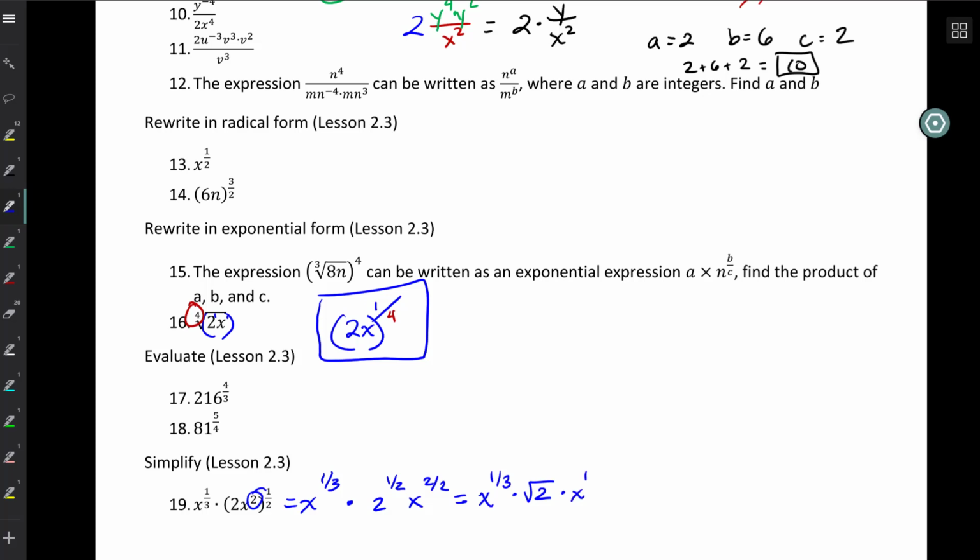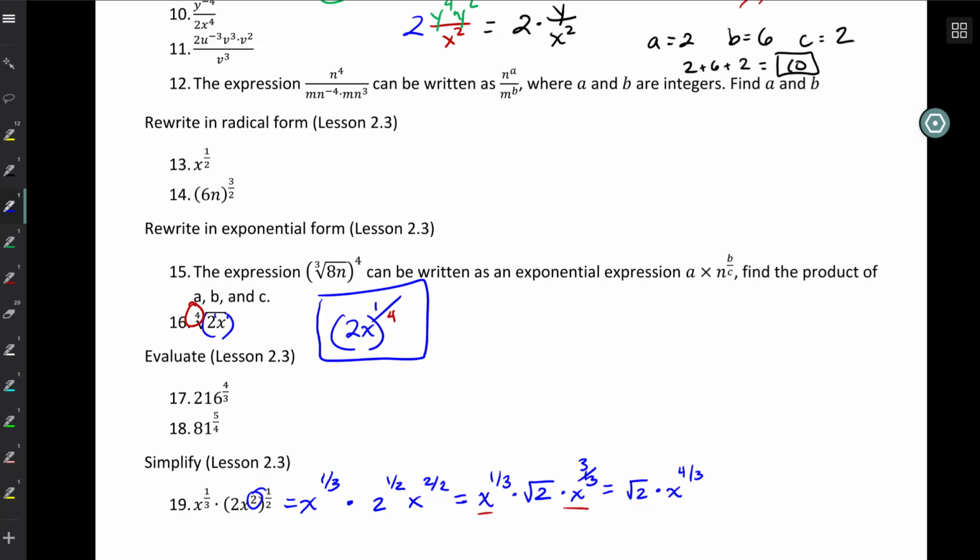So how do we work with this? Well, we have two numbers with the same base that we are multiplying. It doesn't matter the order of that multiplication. We know we're still multiplying x to the 1/3 and x to the 1. We are going to add those exponents together. So that's going to give me square root of 2 times x to the 1 over 3 plus, let's change that to 3 over 3, writing that with an equivalent fraction so that we can add these together. And that's going to give me x to the 4 over 3. Okay?